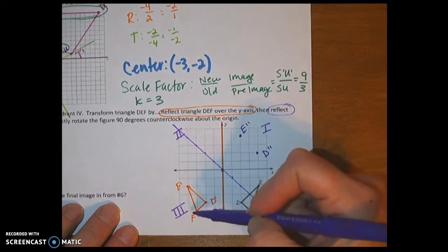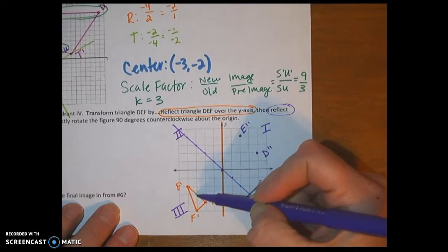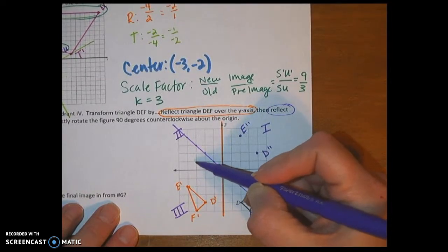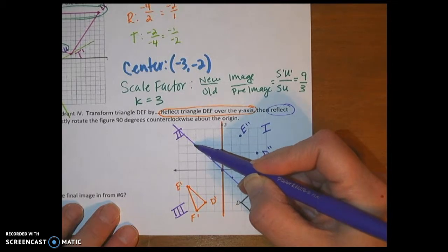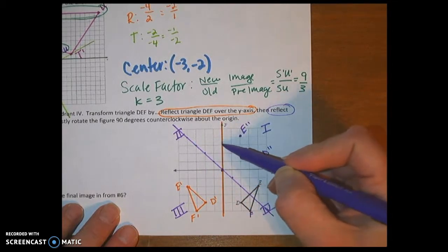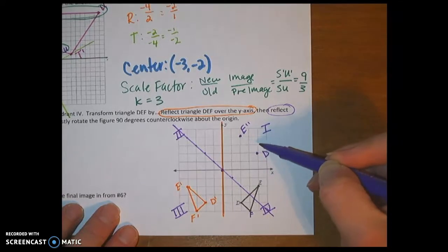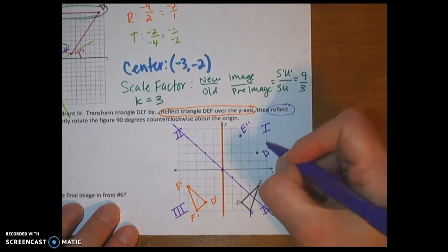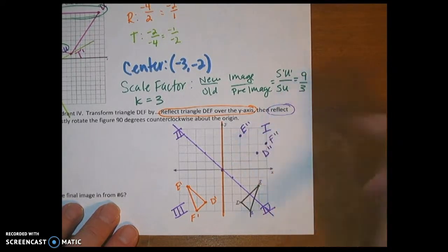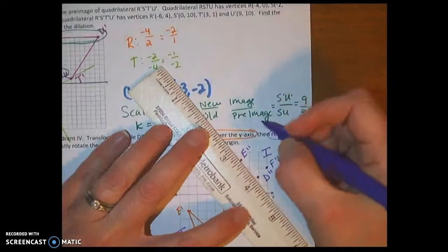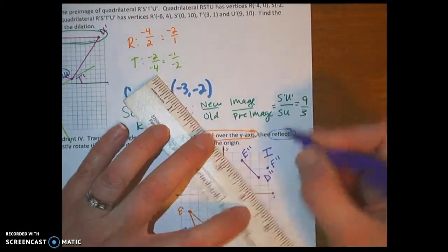And finally for F, 1, 2, 3, 4, 5, 6, 7, 8, and turn 1, 2, 3, 4, 5, 6, 7, and 8. F ends up over here. So we're going to go ahead and quickly draw this.